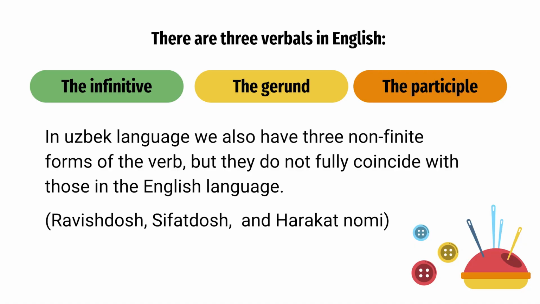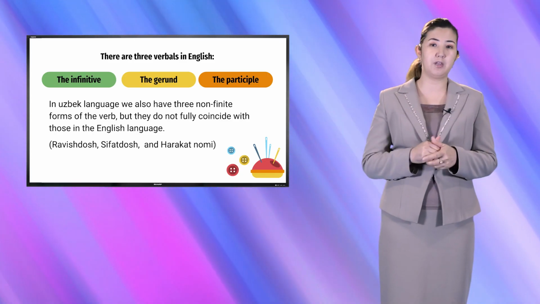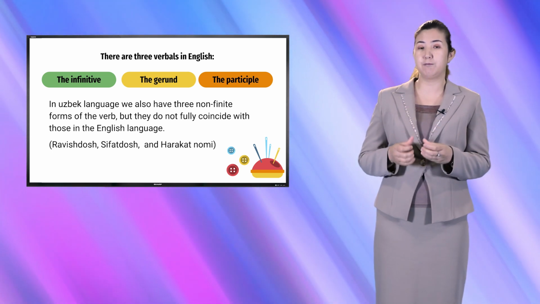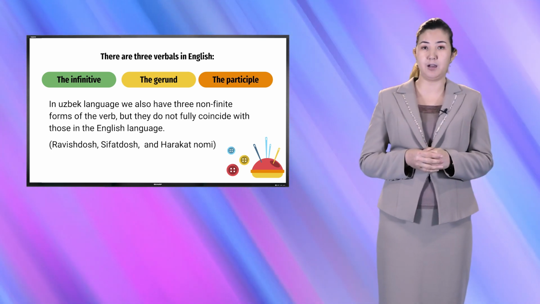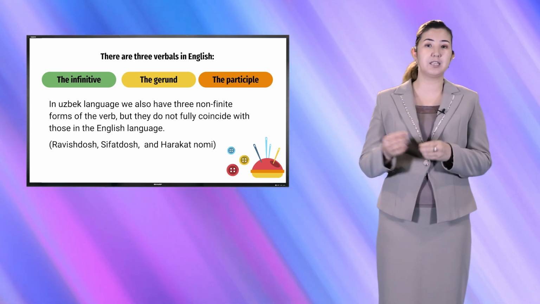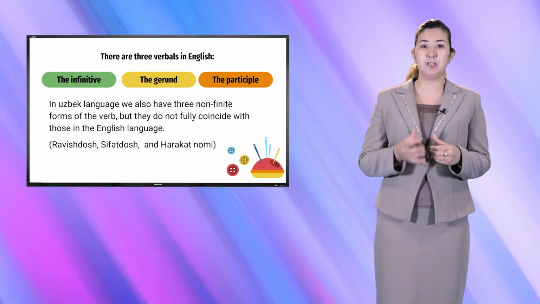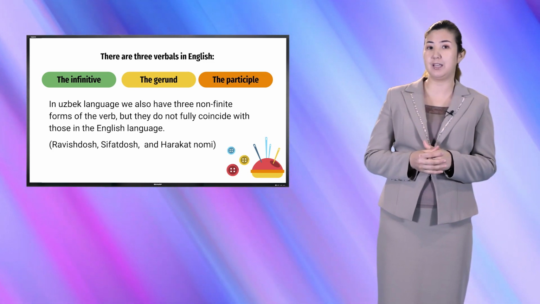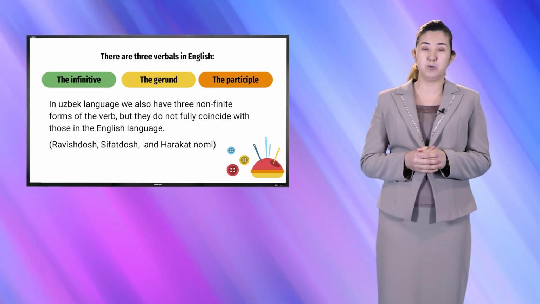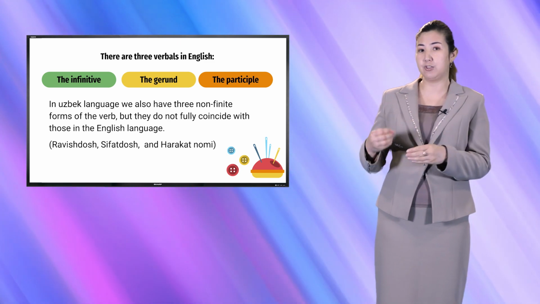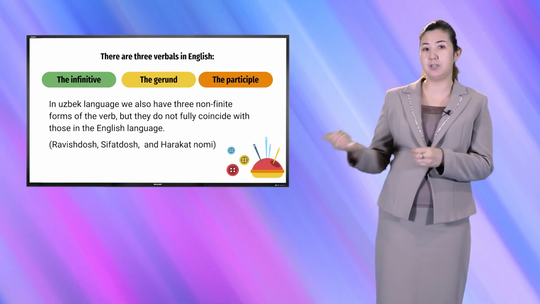And the second one is the adverbial modifier of time. According to the adverbial character of the participle, it comes as an adverbial modifier of time. For example, having finished the tasks, he went to bed. Having finished, that is a participle, and we can replace it with a time clause. For example, after he had finished his tasks, he went to bed.